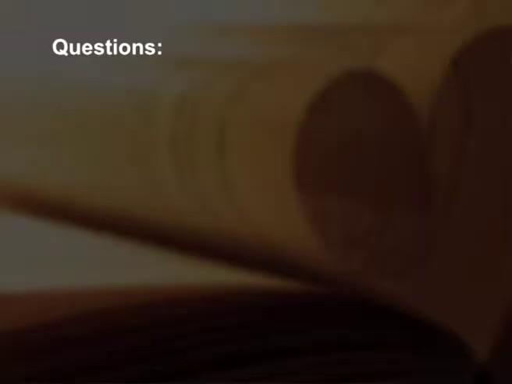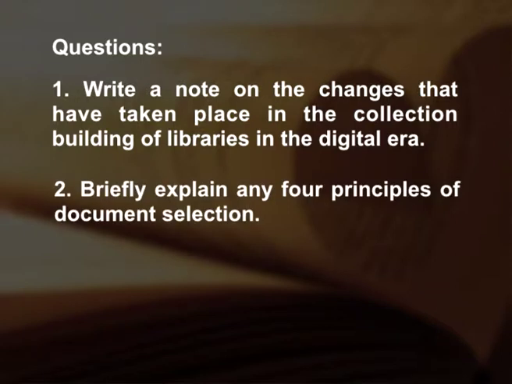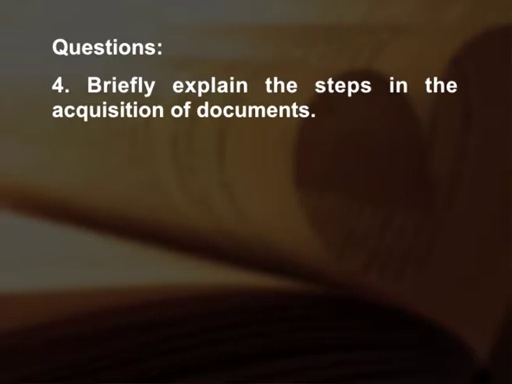Here are some questions for you. Write a note on the changes that have taken place in the collection building of libraries in the digital era. Second one, briefly explain any 4 principles of document selection. Third one, mention any 5 categories of document selection tools with 2 specific titles in each. Fourth one, briefly explain the steps in the acquisition of documents.